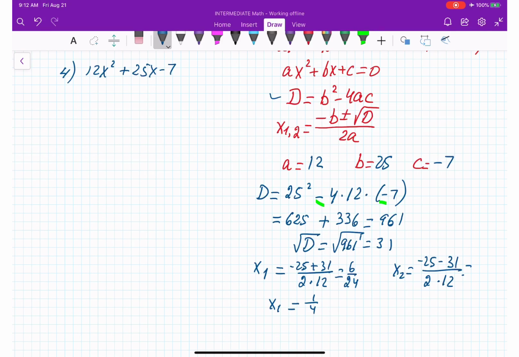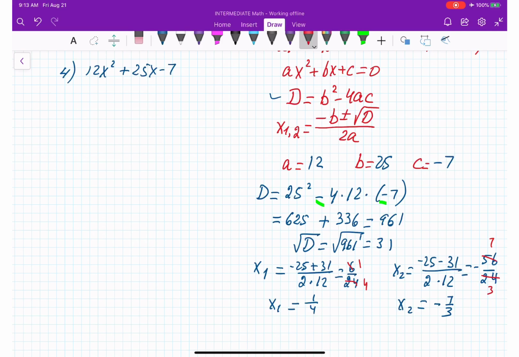And x2 here is equal to negative 56 over 24. So x2, if I reduce, and I'm going to reduce by 8, I will get negative 7 over 3. Let me see, reduce this one here is 1, this is 4, and this one is going to be 7, this one is going to be 3.